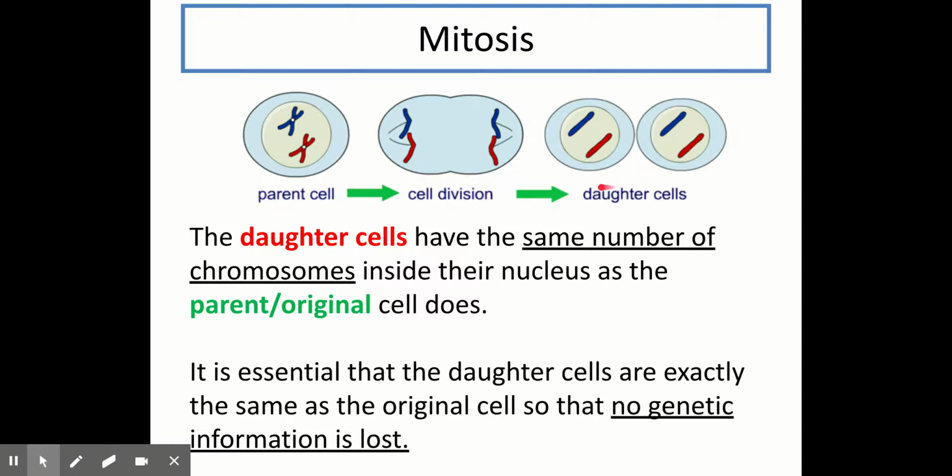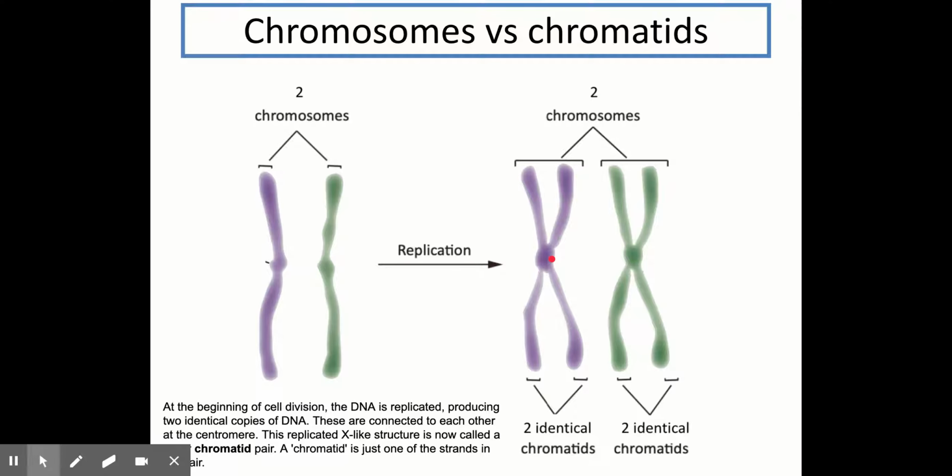Now you might notice that the chromosomes in the parent cell and the chromosomes in the daughter cell in this diagram are different shapes. So let's explain that just now. So you need to know the difference between chromosomes and chromatids. So normally the chromosomes in cells look like the diagram on the left. Here we have two chromosomes.